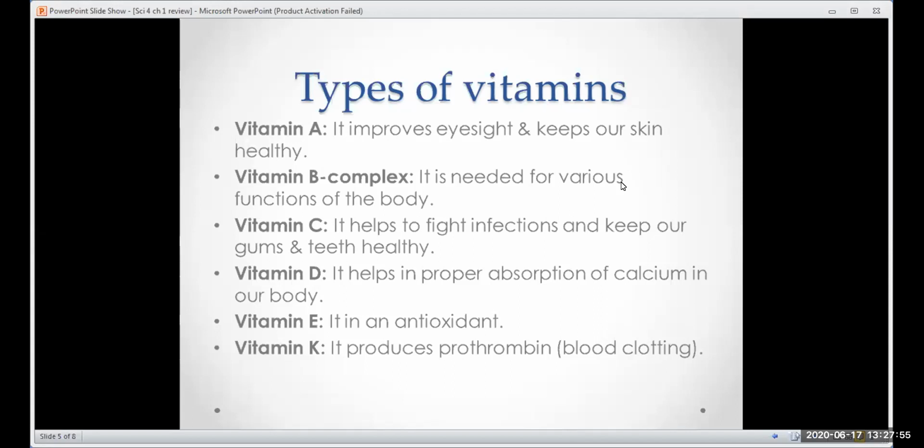Next, the second line, we will skip the part up to but, and start from here. It is very important as it helps our body to move the undigested food through the digestive system and out of the body. The third line you are going to highlight.